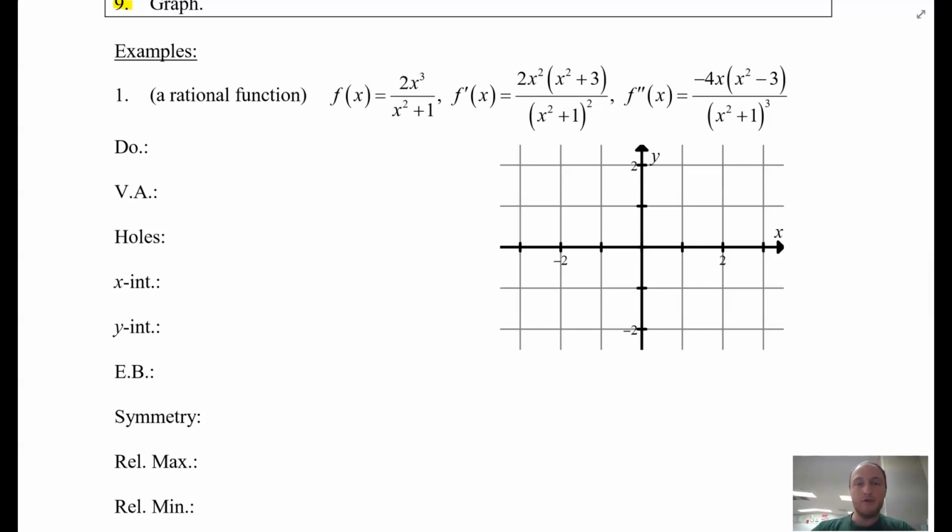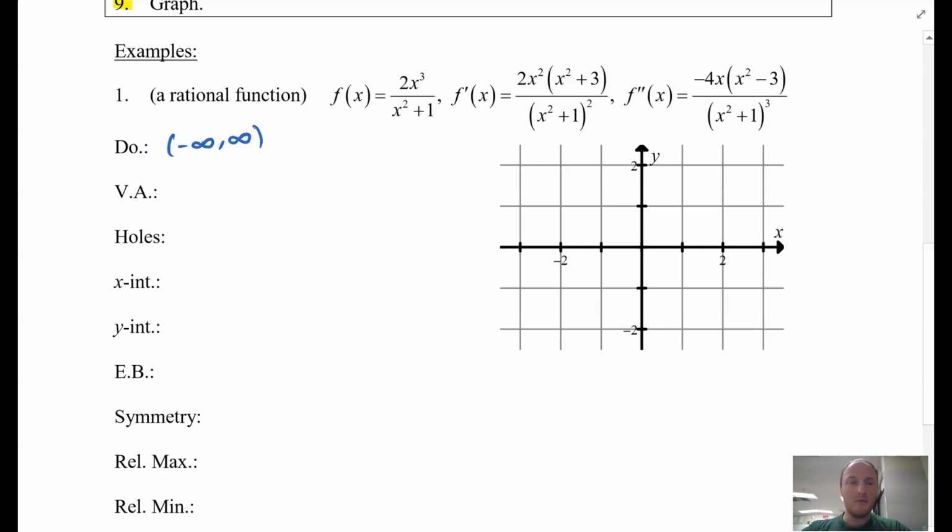So without further ado, we'll go ahead and look at this function, and we're talking about f of x here. And f of x is equal to 2x cubed over x squared plus 1. This is a rational function. Rational functions, denominator cannot equal 0. So we look at this and we say, okay, what value of x will make the denominator 0? And that's not possible, right? X squared plus 1 can never be equal to 0. So our domain is all real numbers, negative infinity to positive infinity.